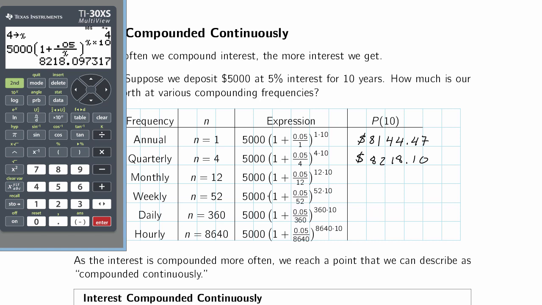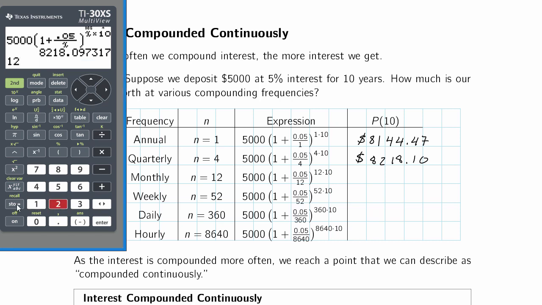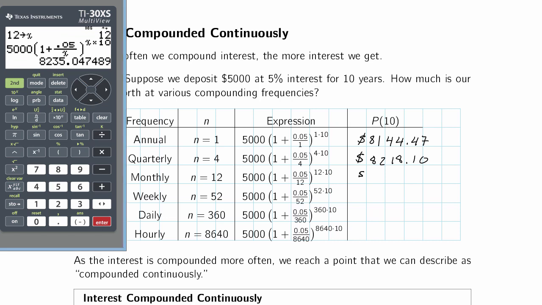So that was a pretty good gain, almost $100. What if we go up to monthly? Well, okay, that wasn't as good, right? Now we've got $8,235.05. That was like $17.